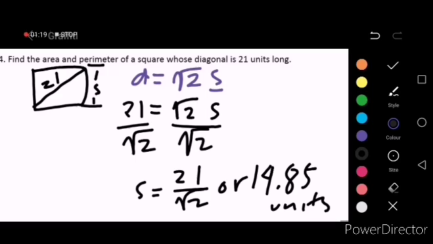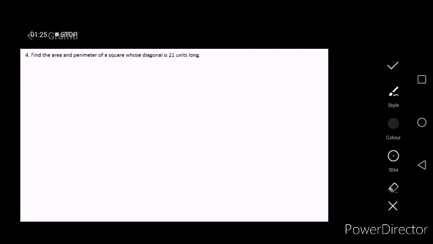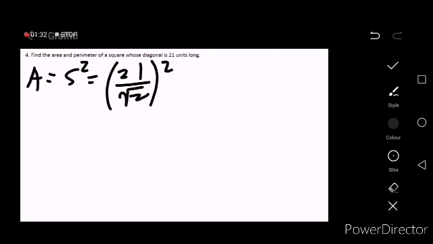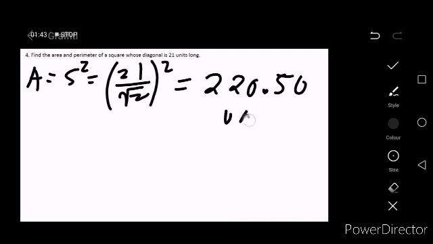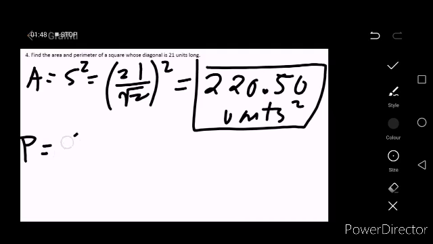At dahil meron na tayong S, napakadali na lang ng pagsosolve ng area at perimeter. Paano? So, the area is equal to S squared. So, square mo yung 21 over square root of 2. Pwede nyo gamitin yung decimal. Hindi ko naman kayo ililimit sa paggamit yan. So, area, square mo lang siya. So, the answer will become 220.5 units squared. And the perimeter, of course, is 4S. Multiply mo lang sa 4 yung apat na sides kasi equal sila.